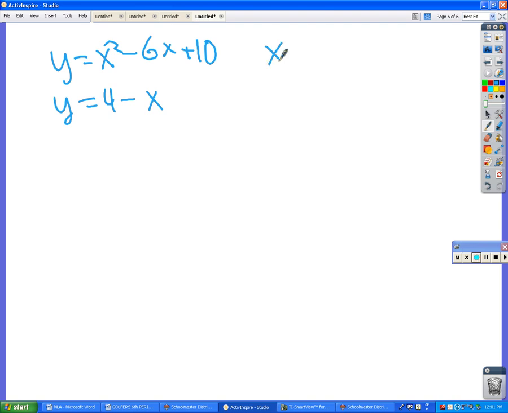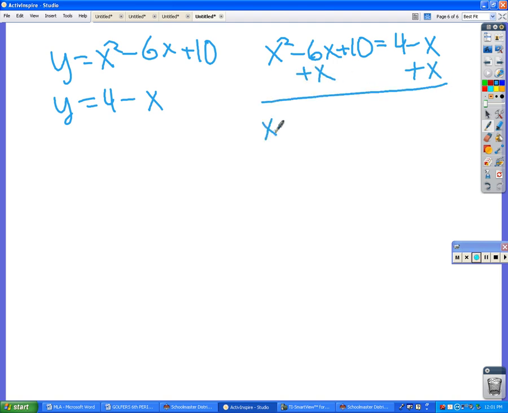So I'm going to say that means that x squared minus 6x plus 10 equals 4 minus x. Okay? Doesn't matter if you flip flop it. All right, so what do you want to do to solve this? Well, I'm not asking you if you want to solve it. I'm asking you what do you want to do to solve it. Okay, so she's going to add x to both sides.